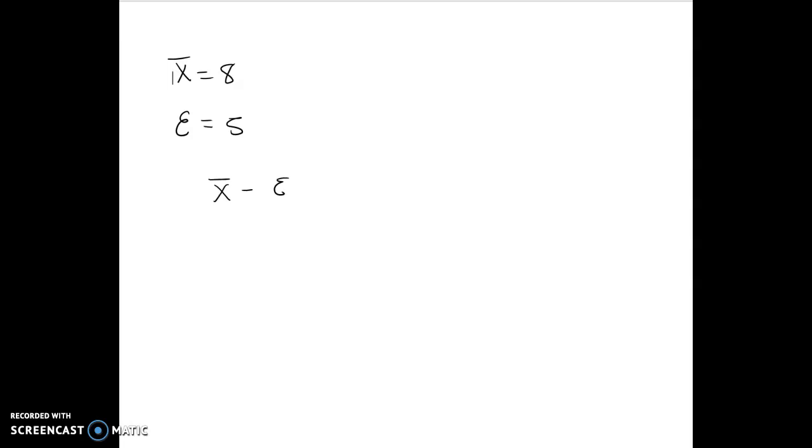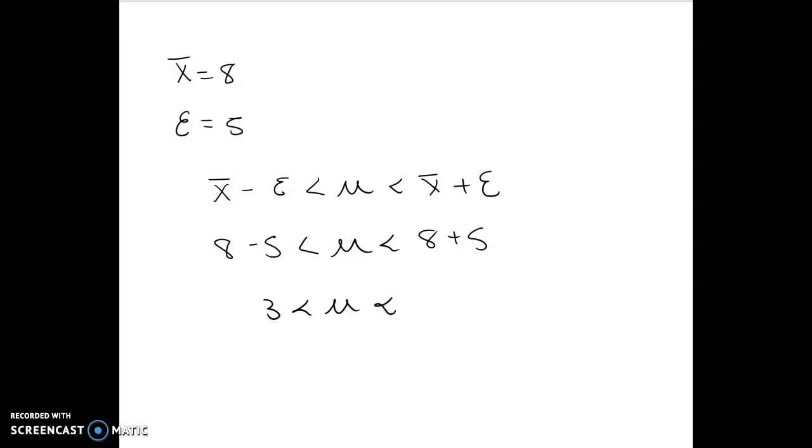So the mean minus the margin of error is less than mu, which is less than the mean plus the margin of error, and then you just plug these in. So you have 8 minus 5 less than mu less than 8 plus 5. On this side we have 3, and on this side we have 13. So it should be between 3 and 13.